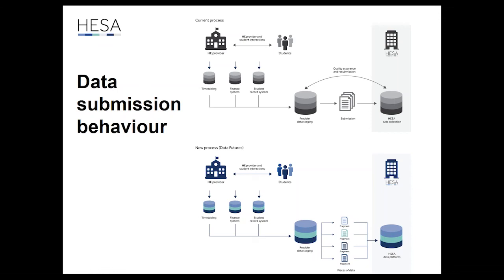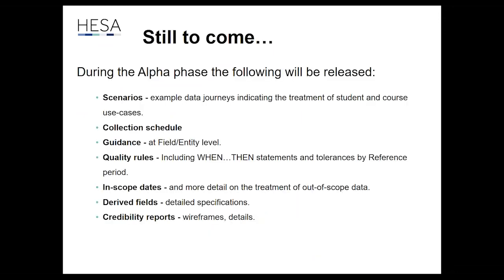So that is an overview for you of some of the key concepts around data futures. I'm going to let you know about some of the things that are still to come during the alpha phase. For those of you who don't know, we're running an alpha pilot next year from sort of springtime. These are a small group of providers that have been selected from some volunteers to help us test out some of our processes and systems and model as well. So they'll be submitting small sets of data and helping us to test out some of these principles and processes.